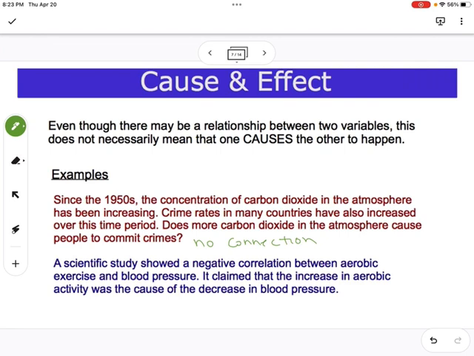Now, the second example, a scientific study showed a negative correlation between aerobic exercise and blood pressure. It claimed that the increase in aerobic activity was the cause of the decrease in blood pressure. Okay, so there is a connection here because it specifically is linking these two things together. It is telling us if you increase your aerobic exercise, then it will decrease your blood pressure.